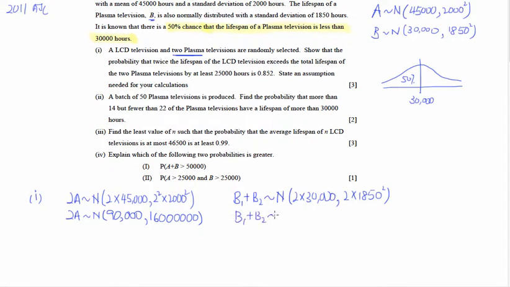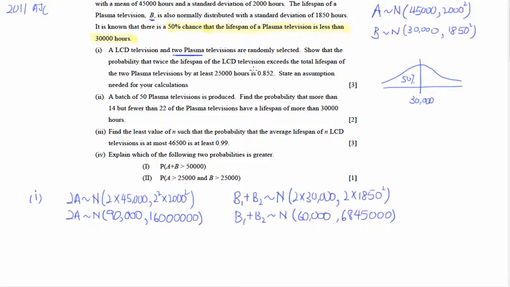Okay, so B1 plus B2 will follow a normal distribution, of course, 60,000, and again a big number over here, which is 6,845,000, and that is 6 million over. So there you go. What is actually important for us to help us do part 1 is we need to know the distribution of 2A as well as the distribution for B1 plus B2.